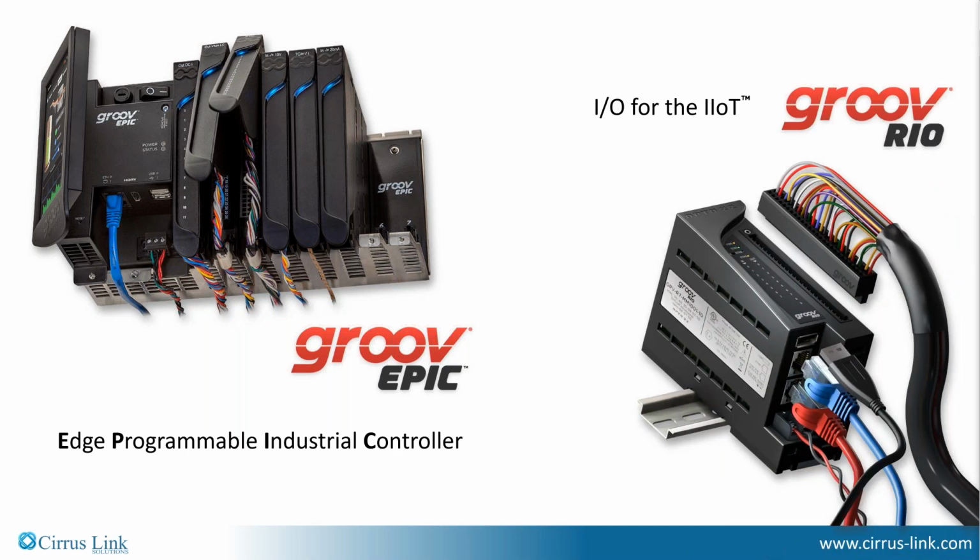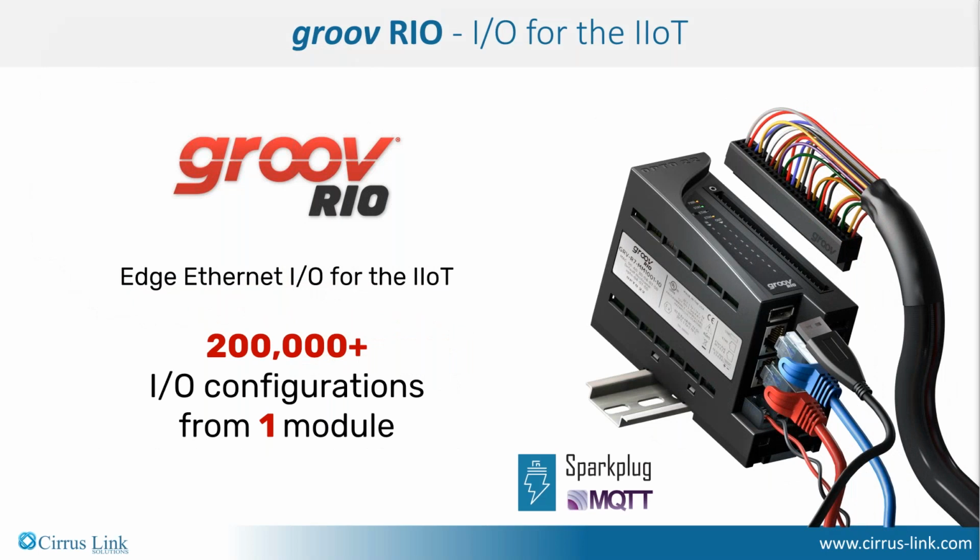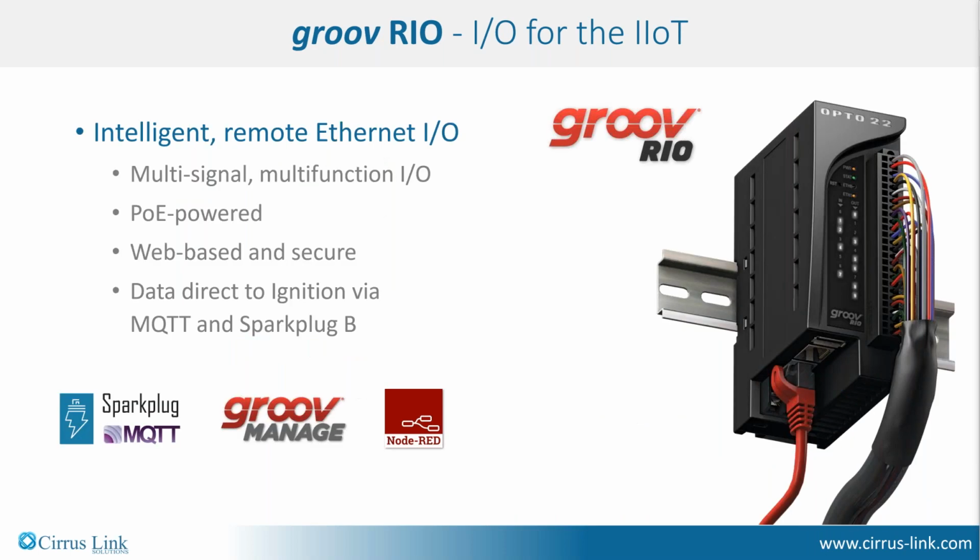But what we really want to focus on today is the Groov Rio IO for the IIoT. And the Rio is an incredible module, as you'll see. There's over 200,000 IO configurations from this one module. Just really remarkable. It is intelligent remote Ethernet IO. It doesn't have a real-time control engine, but it handles IO incredibly well with multi-signal, multi-function.